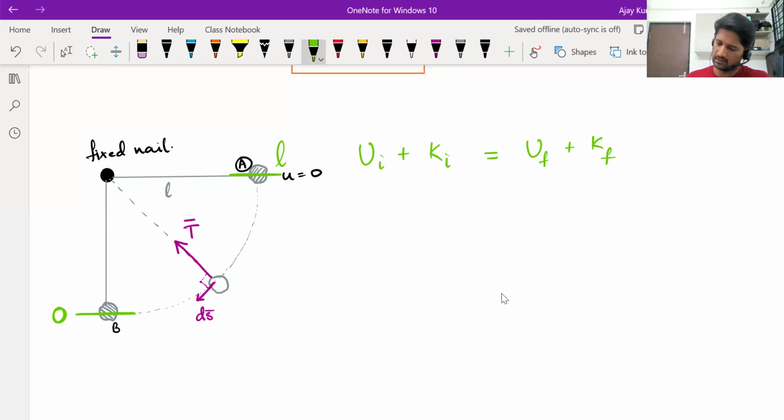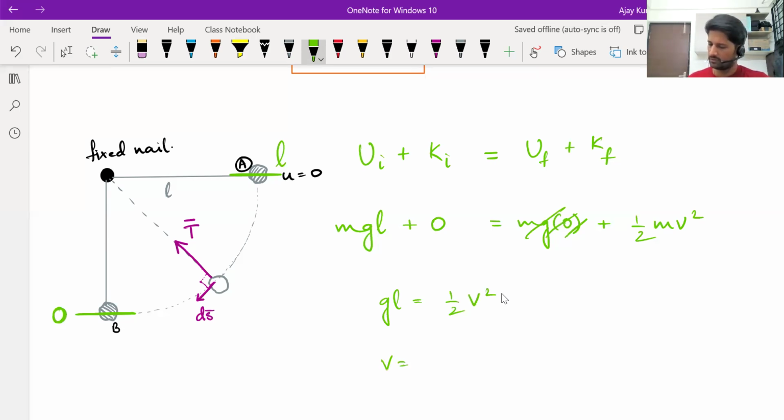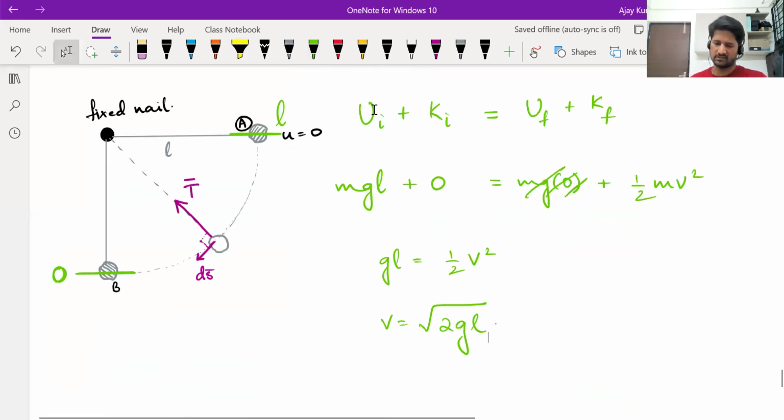So initial potential energy will be mg into initial height, that is mgL. Initial kinetic energy is 0 because the stone was not moving. Finally, when it is at the bottommost position, potential energy becomes 0 because that level was taken as 0 height. So mg into 0, plus final kinetic energy, half m v square. Mass gets cancelled. gL is equal to half v square. So v square is 2gL, v is under root 2gL. Even this way you get the same answer as expected. Why will the answer change?